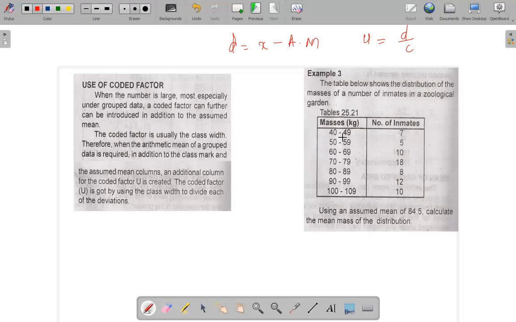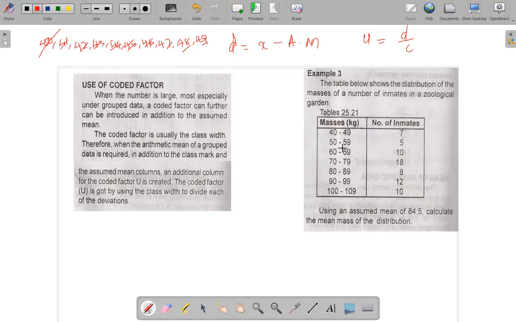Most students used to make the mistake of saying it's 9 by subtracting this and this. No, it's not subtraction. You count the number of items. If you are not sure, you can write it down: 40, 41, 42, 43, 44, 45, 46, 47, 48, and 49. Count them: 1, 2, 3, 4, 5, 6, 7, 8, 9, and 10. So the class width here is 10.